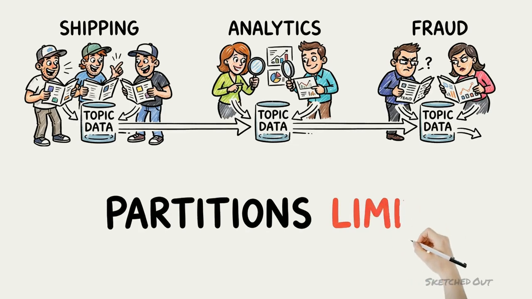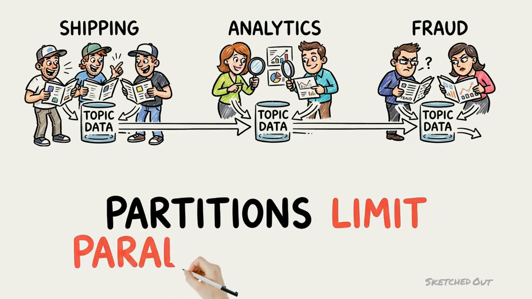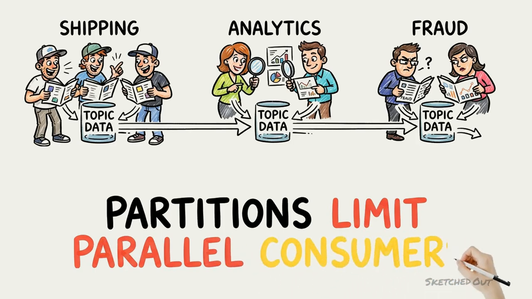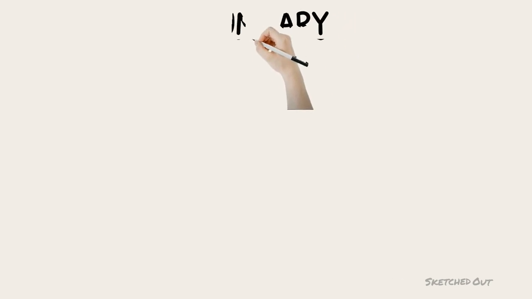There's one important trade-off, though. The number of partitions limits the maximum parallelism of a consumer group. 10 partitions means at most 10 active consumers. Any extras sit idle. So partition count is not a random configuration. It directly shapes throughput and scaling.